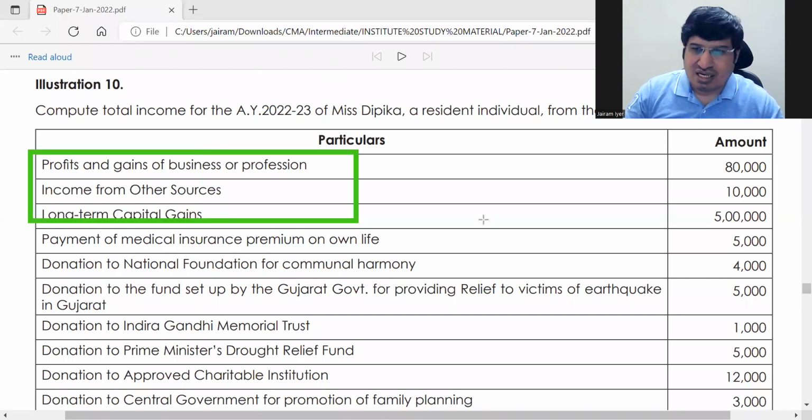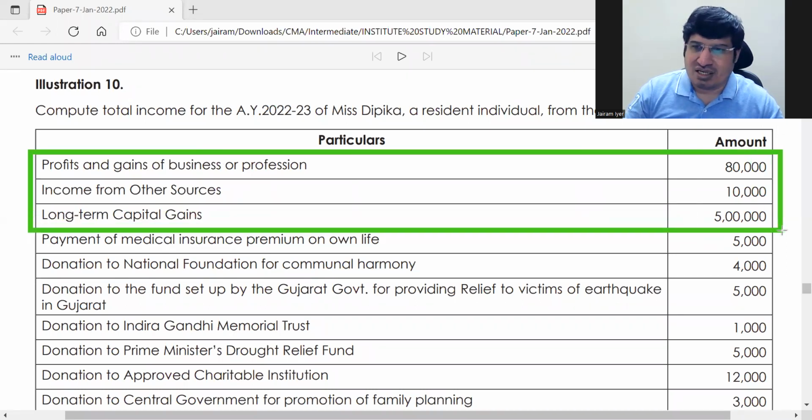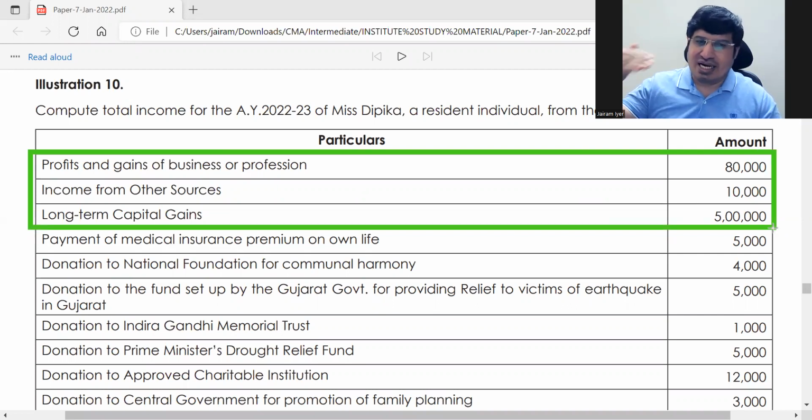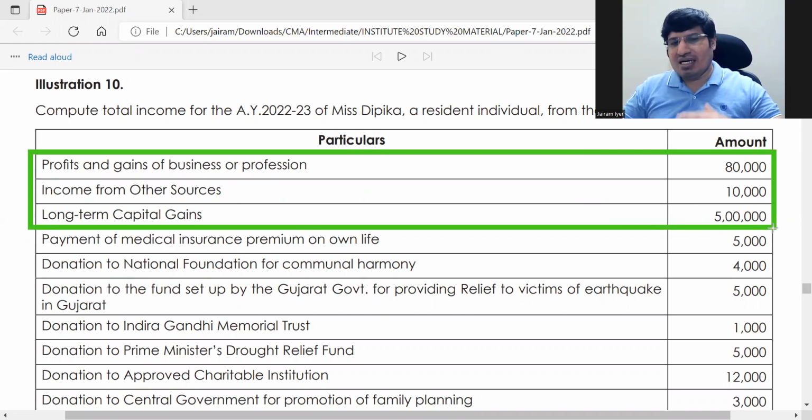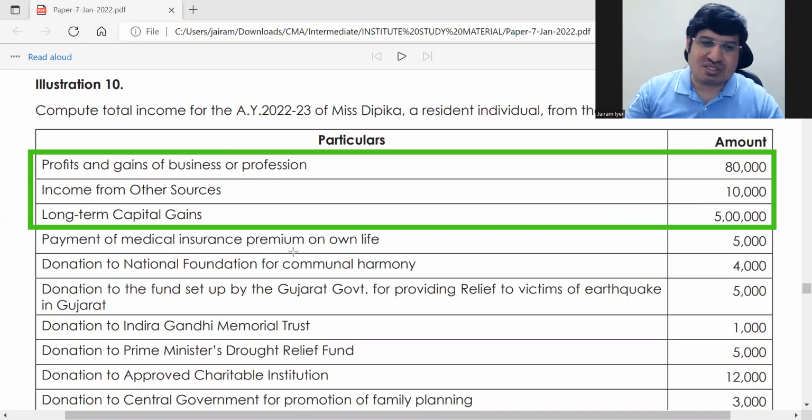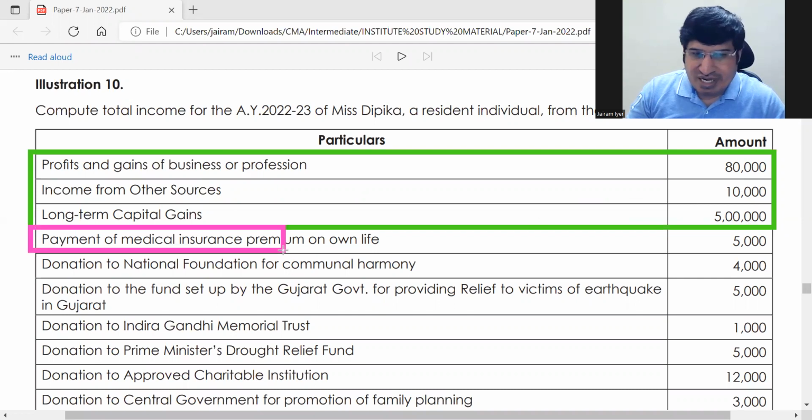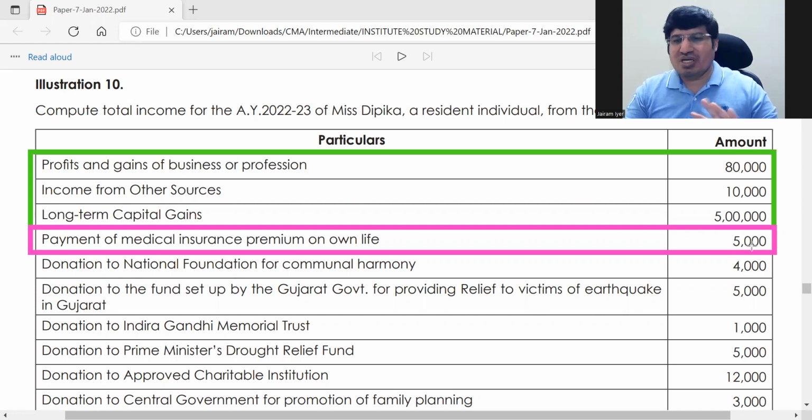First three are her income from these heads. Okay, in these problems, it is always the end figure which you get after all internal deductions are done. The final income from PGBP, income from other sources, long-term capital gain, the final figures are these. Okay, chalo, and this is given, and then next is payment of medical insurance premium. This is under 80D. Okay, 80D deduction, medical insurance premium, she'll get the full 5,000.